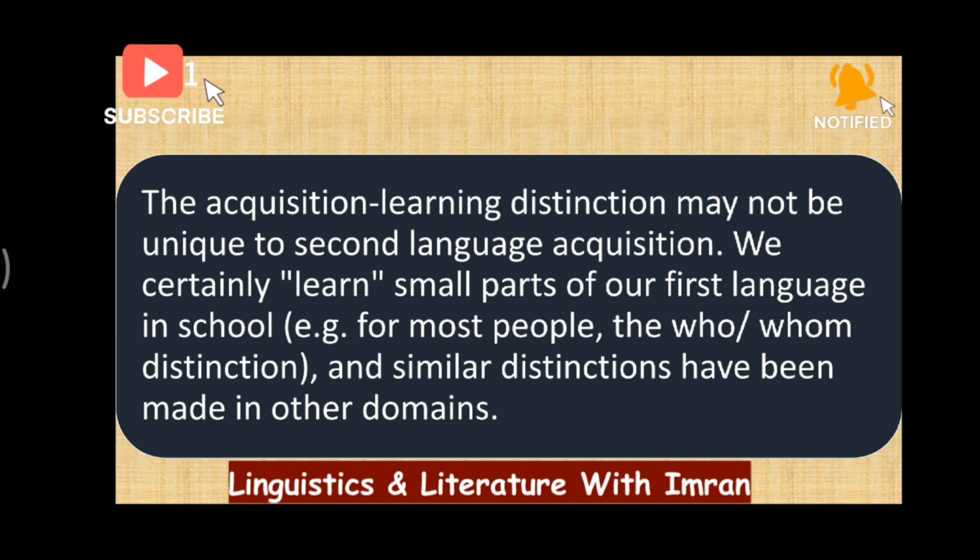The same thing is said here, that when you send your children to school, they learn in school some of the distinction between where to use who or where to use whom. So we have also some other domains where corrections are required. When corrections are required, then it comes to learning. So even when you are acquiring a language, some of the things you are going to learn. So that was the distinction between language acquisition and language learning.